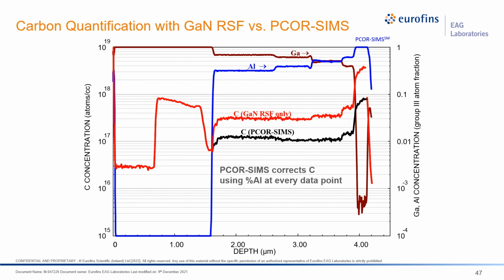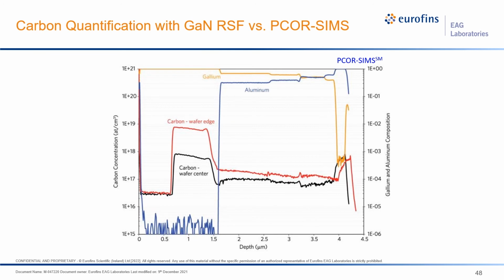So we basically recommend everyone to use PCOR-SIMS from GaN to AlGaN so that these concentrations are quantified accurately at any given data point, independent of the stoichiometry. And when you have that, you can do the center and edge comparisons, just like in the pHEMT structures.